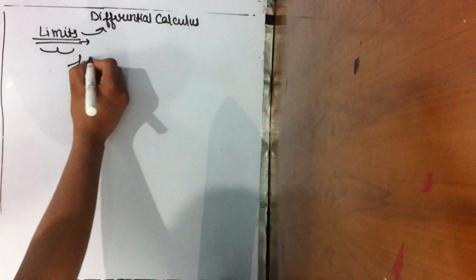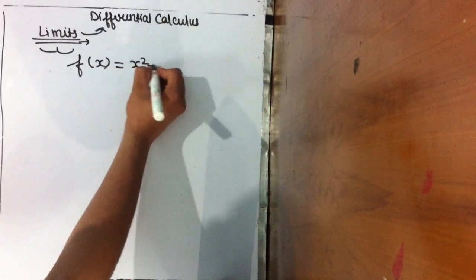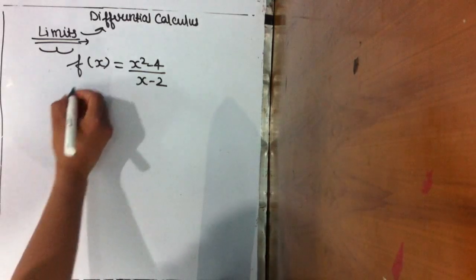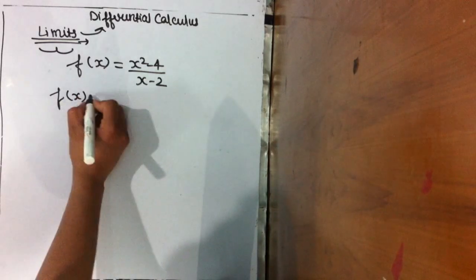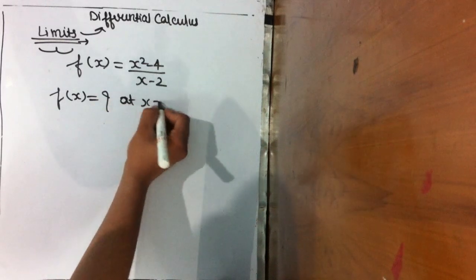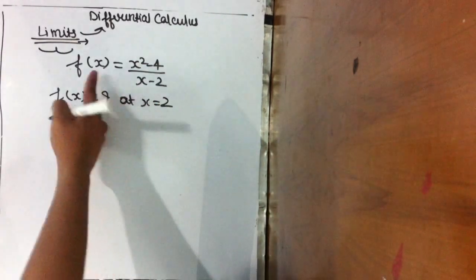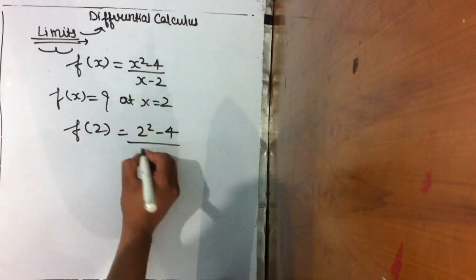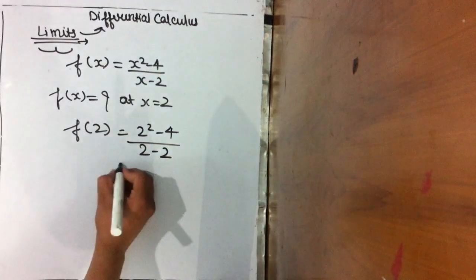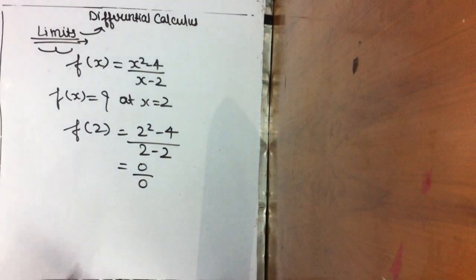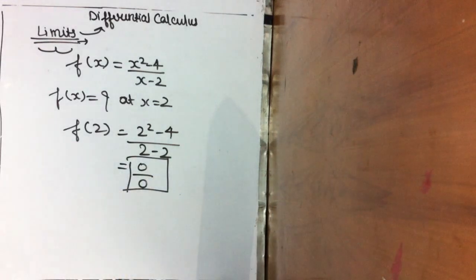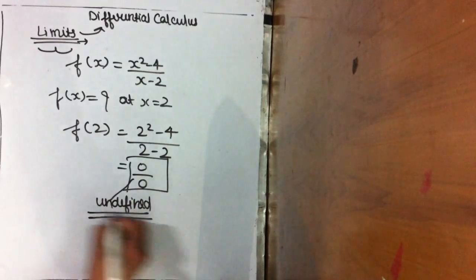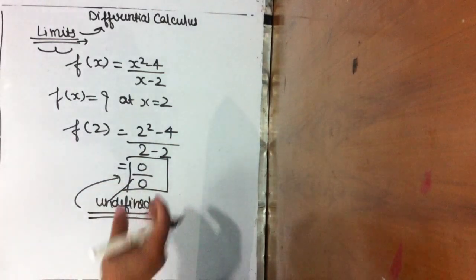Suppose a function is given, that is f of x equals x square minus 4 divided by x minus 2. Then we need to find the value of this function at x equal to 2. So we directly put the value. f of 2 equals 2 square minus 4 by 2 minus 2, that is equivalent to 0 by 0. Now, the result we got is undefined in nature. We do not know the value of this function or this particular problem.